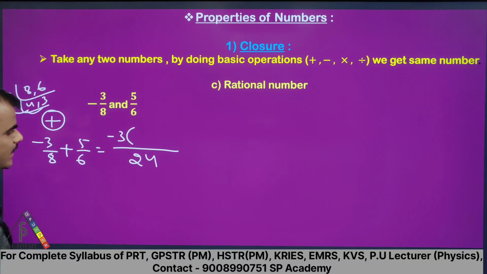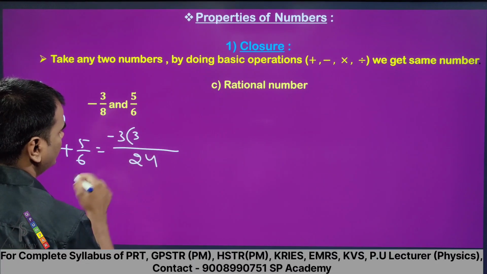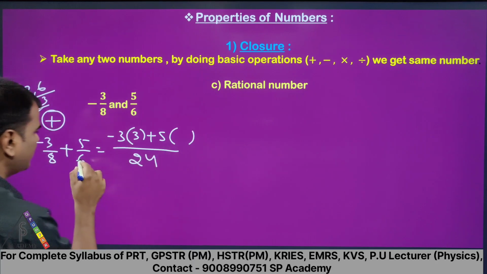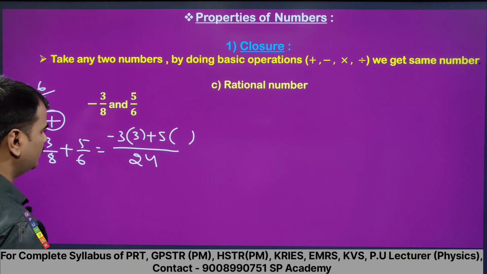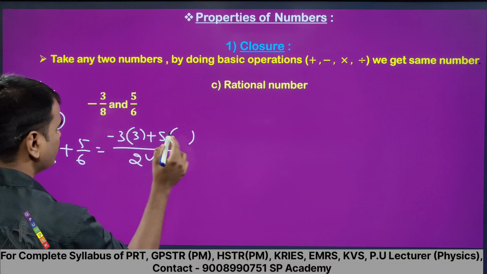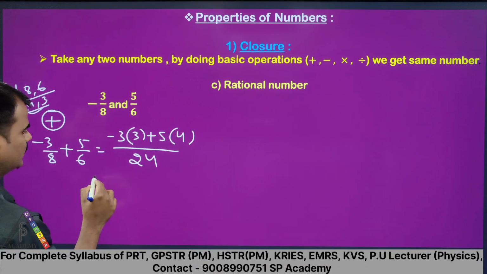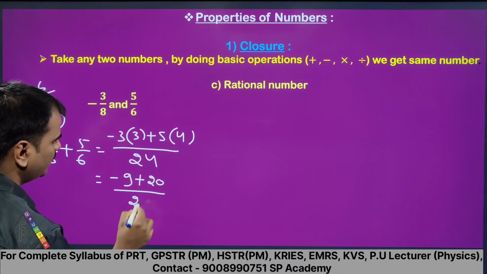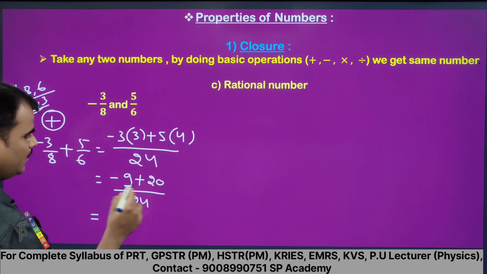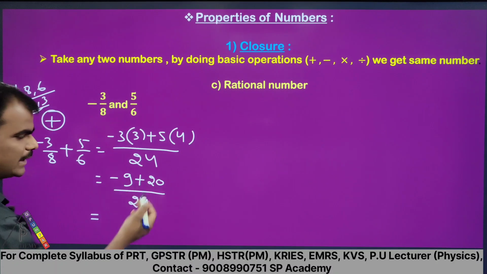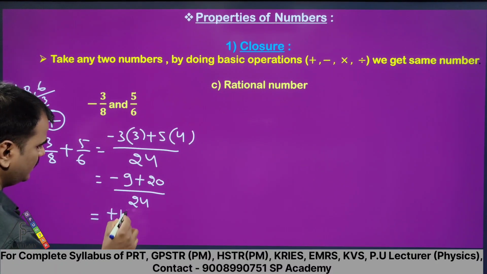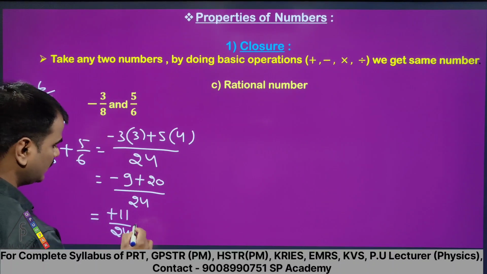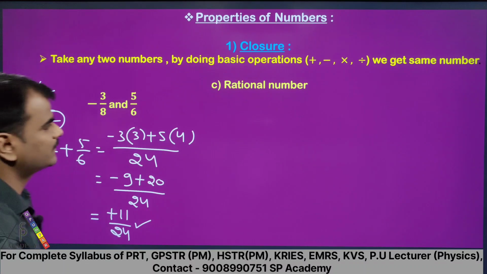That is -3 times 3 over 24, plus 5 times 4 over 24, since 6 times 4 is 24. Therefore, -9 plus 20 by 24. This is equal to 11 by 24. When you add two rational numbers, we are getting another rational number. Therefore, under addition, it is closed.